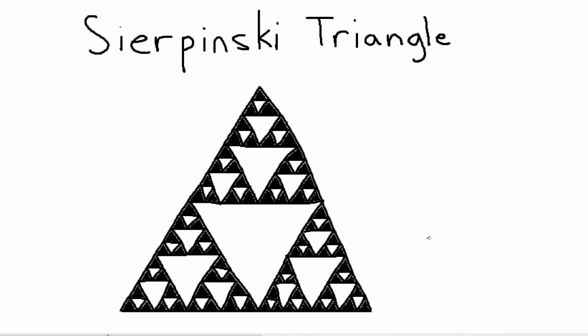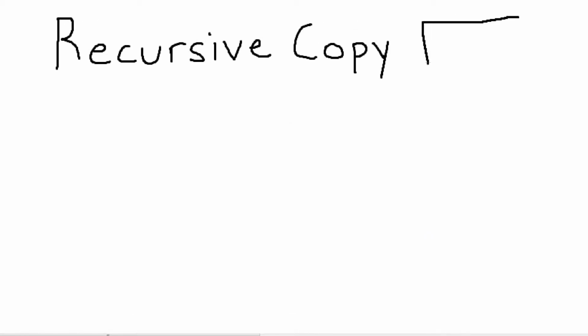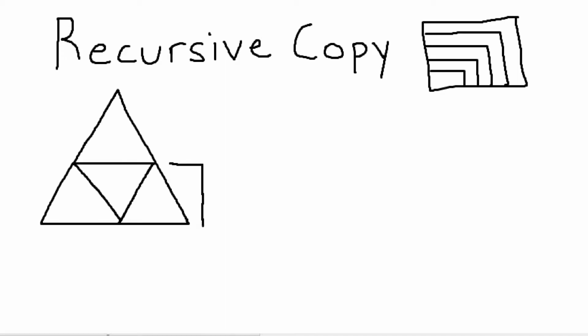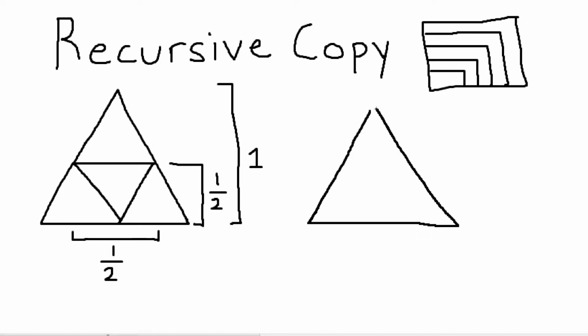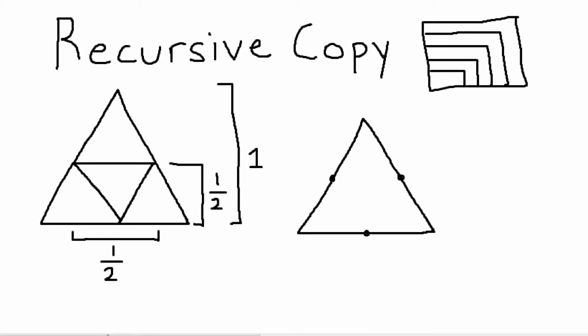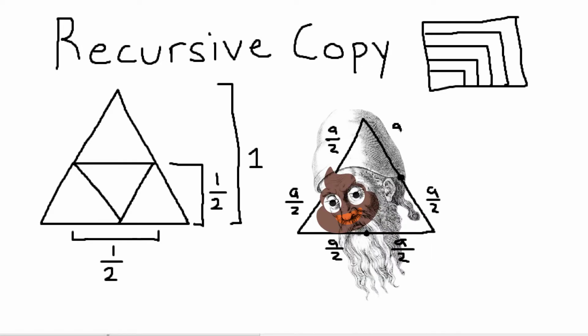Cool, right? Now I'm going to show you how to code it. Disclaimer, this is for people with prior coding experience. First method I call recursive copy. Note that the upside down triangle is half the width and half the height of the right side up. For your geometry heads, this is because it's equilateral. I was going to prove it by side angle side or some shit, but I don't really give a fuck. It works. QED, let's move on.